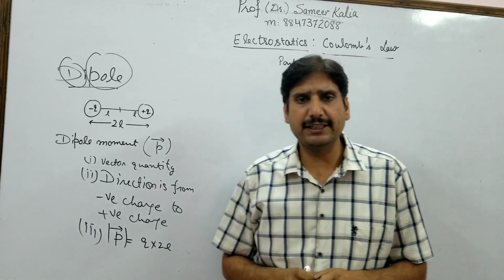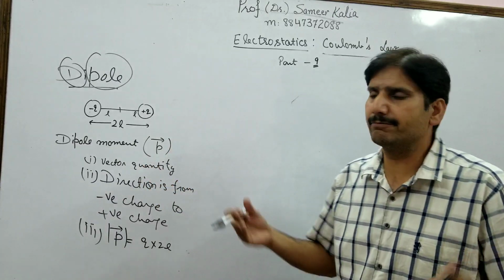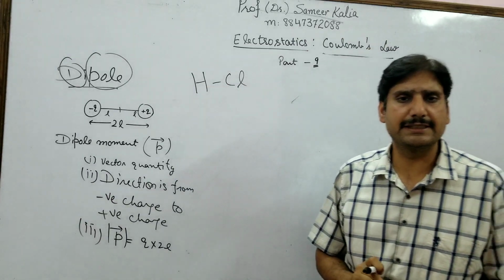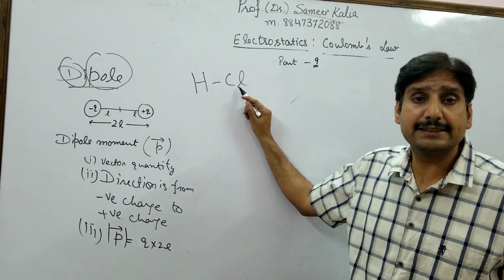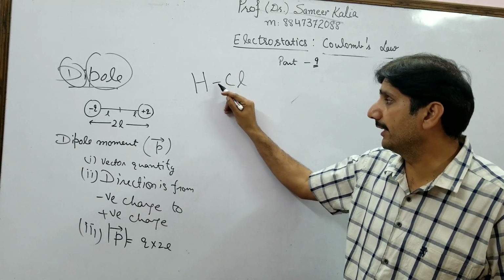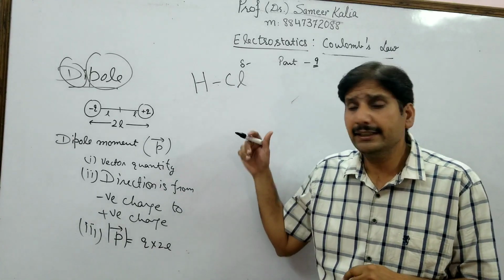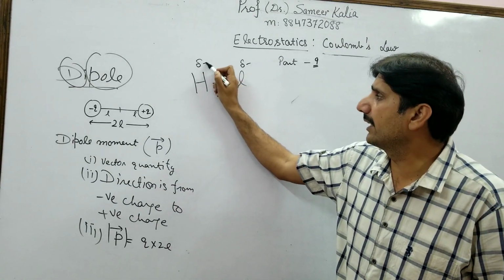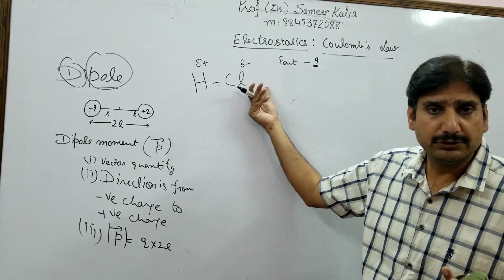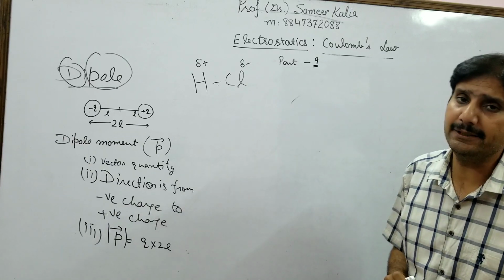You are definitely familiar with this term. You must have studied about dipoles in chemistry. For example, you have got a molecule like HCl. We know from chemistry that chlorine is a bit more electronegative than hydrogen. So what happens? The shared pair of electrons is drawn towards chlorine, and it becomes delta negative and hydrogen becomes delta positive. So this is the simplest form of a dipole: two equal and opposite charges separated by a fixed distance. In this case, the fixed distance is the bond length.